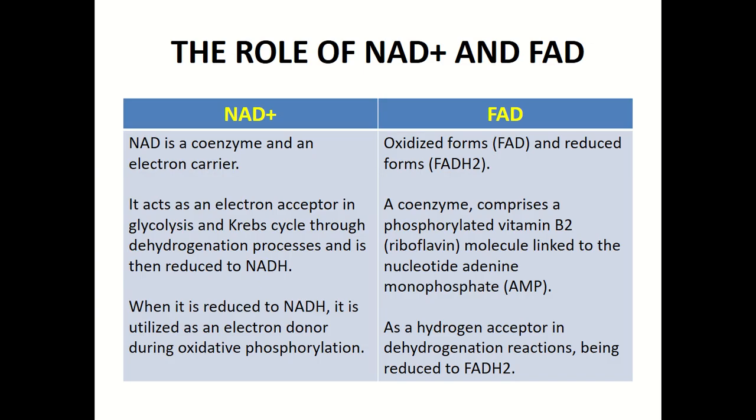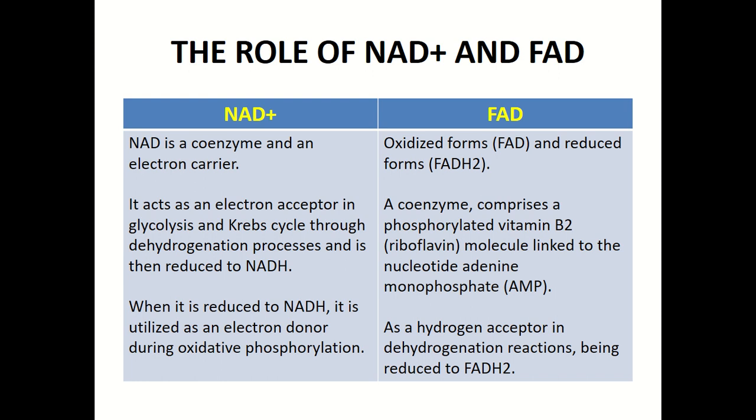So what is actually the role or the function of NAD+ and FAD? NAD+ is a coenzyme and an electron carrier, and it acts as an electron acceptor in glycolysis and also the Krebs cycle through the dehydrogenation process, and is then reduced to NADH. When it is reduced to NADH, it is utilized as an electron donor during oxidative phosphorylation.